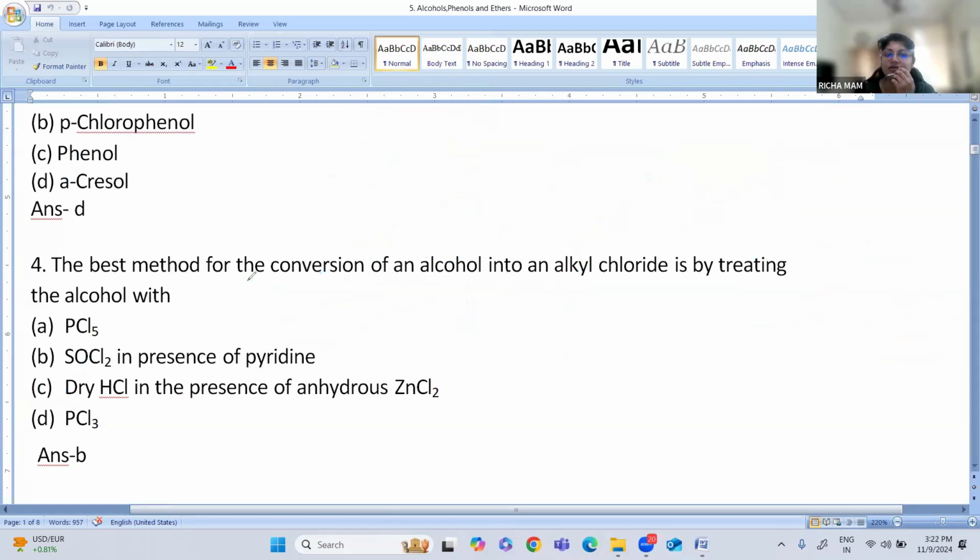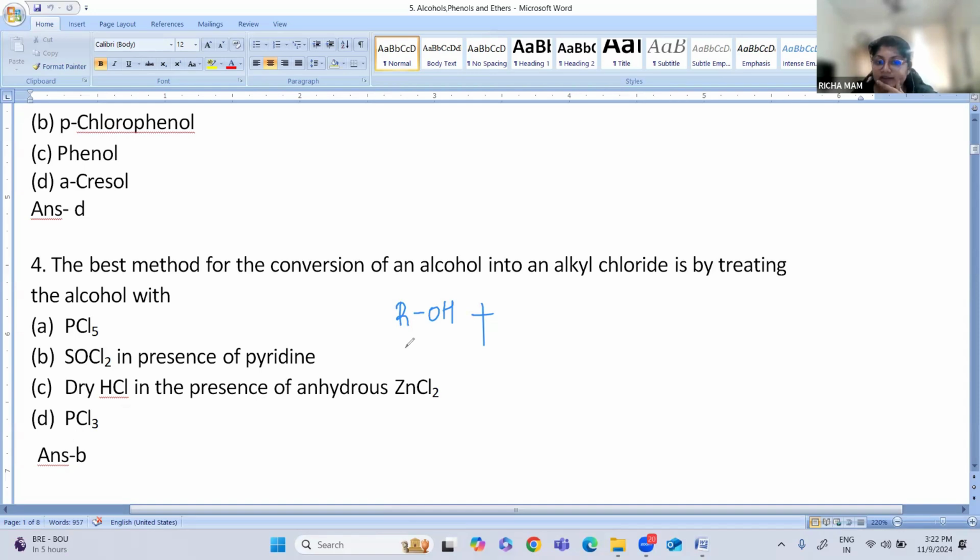The best method for the conversion of an alcohol into an alkyl chloride is by treating the alcohol with. So if I want a conversion of alcohol into alkyl chloride, what are we doing here? I want an alkyl chloride from alcohol. There are four options: A, PCl5; B, thionyl chloride in the presence of pyridine; C, dry HCl in the presence of anhydrous zinc chloride; and D, phosphorus trichloride.